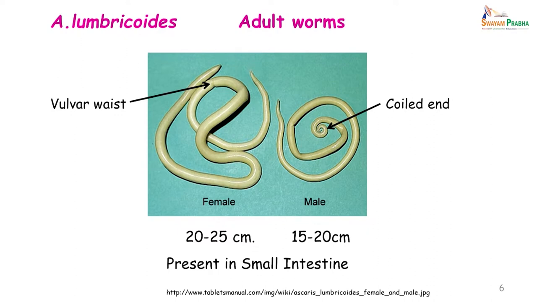So, let us look at the morphology of Ascaris lumbricoides adult worm. The female is longer than the male, about 20 to 25 centimeters in length. In fact, it looks like an earthworm. Very often you will have a patient coming to you and saying he passed something which looked like an earthworm in the stool. The female also has a distinct valvular waist. So, easy to remember, we always talk about women's waistlines, and so the female here is taller than the male and has a narrow waist. The male on the other hand is about 15 to 20 centimeters in length, smaller than the female and has a coiled posterior end. These adult worms are found in the small intestine.